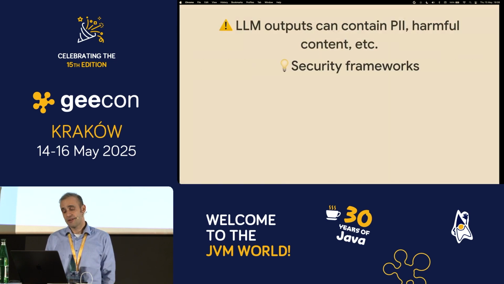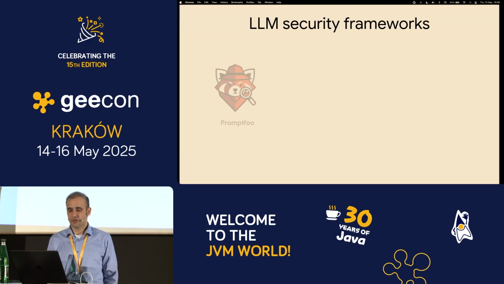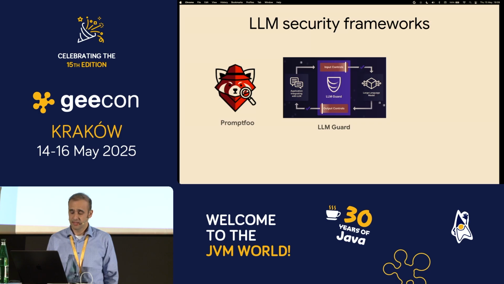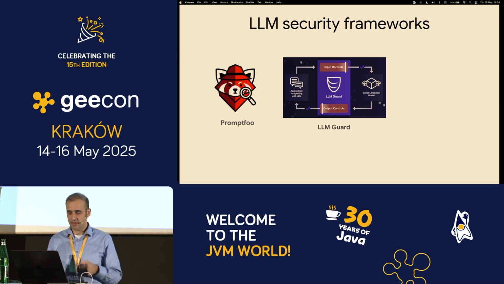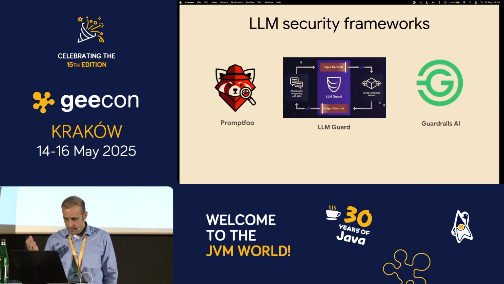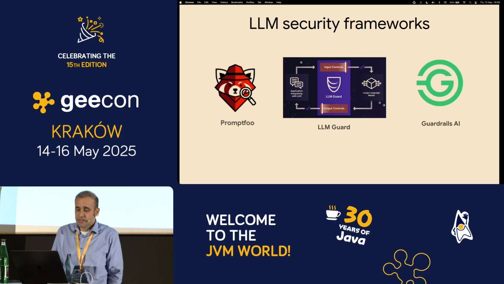And then for the outputs, like harmful content or PII, you need to use a security framework. The main security frameworks: Promptfoo is one I mentioned. There's something called LLM Guard that basically sits between your application and the LLM and applies some controls on the input and the output. And then there's something called Guardrails AI that I use as well. There are more, but these are the main ones that I know. The idea is basically to have something in the middle to check for things.